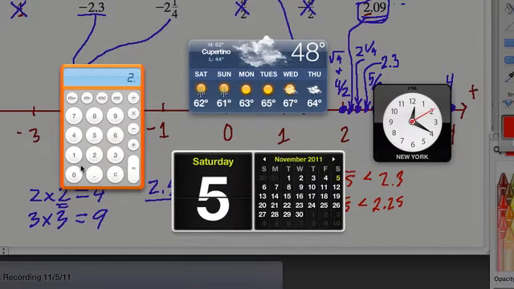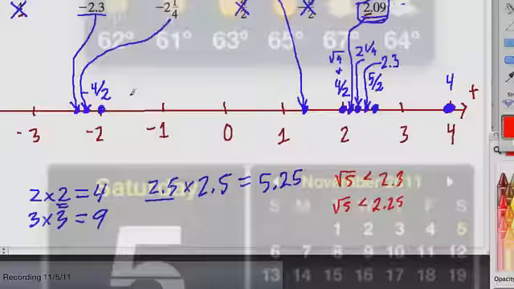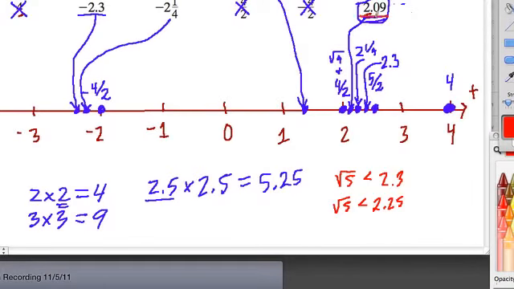2.09, well, let's try 2.1 to keep it simple. 2.1 times 2.1 is too small. Right? 2.1 squared is less than 5. So the square root of 5 has to be above 2.09, which means if I was to plot it, I would put it between 2.09 and 2 and a fourth. So I hope that helped.